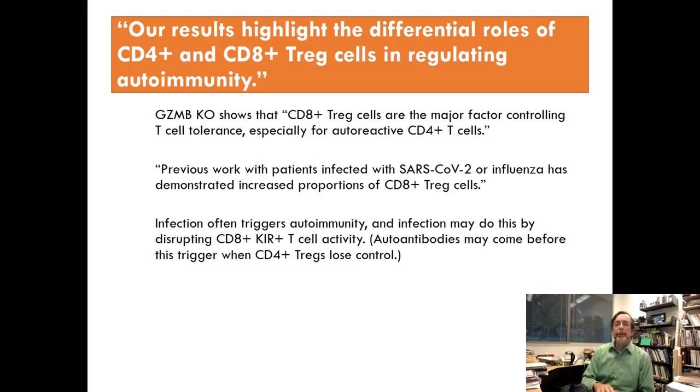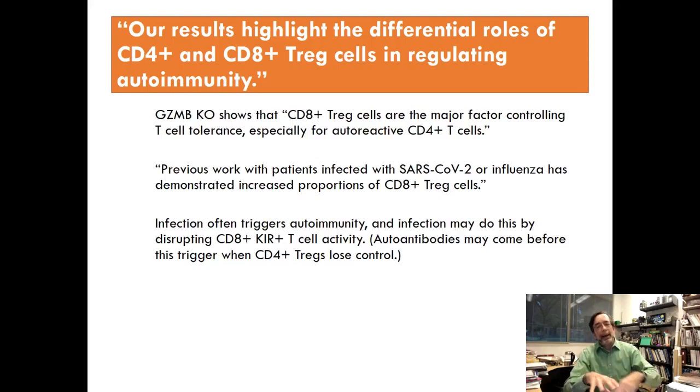And remember how this goes along with the idea that infection often triggers autoimmunity. If this is the case, CD8 positive and CD4 positive Tregs might be part of the reason why infection will do this. And in fact, we can look at it as the first trigger would be when infection disrupts the CD8 positive, KIR positive T cell activity. Remember, in infection, you want that regulation to go away. So infection might disrupt that.